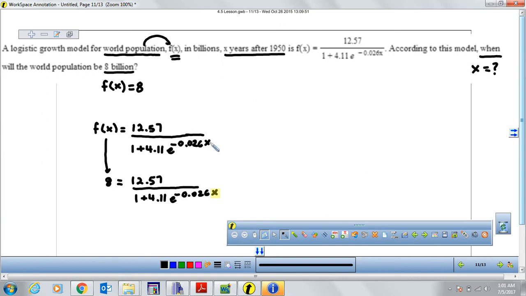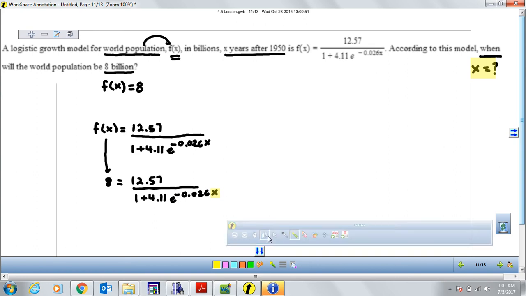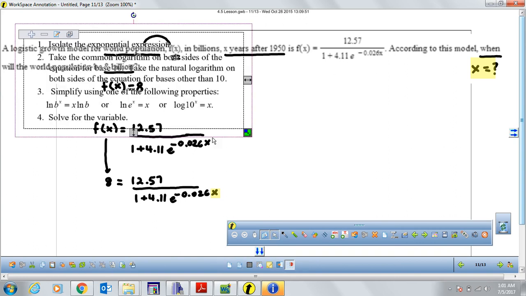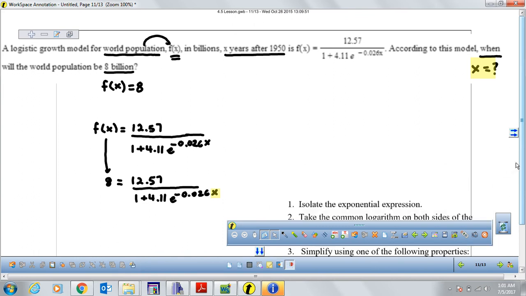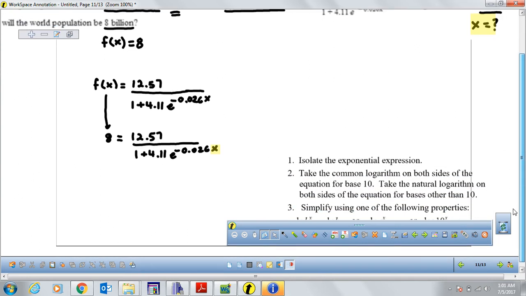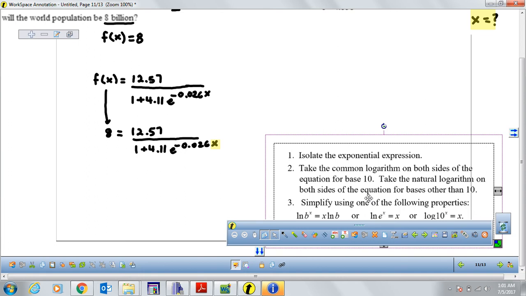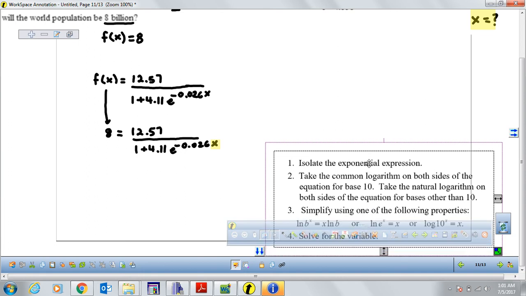Now if you want to change it to t, it doesn't really matter. There is no difference. It doesn't make a difference which variable you actually use. Now in this problem we're looking for the value of x, and you see that the x is on the exponent. So that means that we need to use the process for solving an exponential equation, which is this. We need to use this process over again. I'm going to put it a little bit lower because I'm going to be referring back to this all the time.